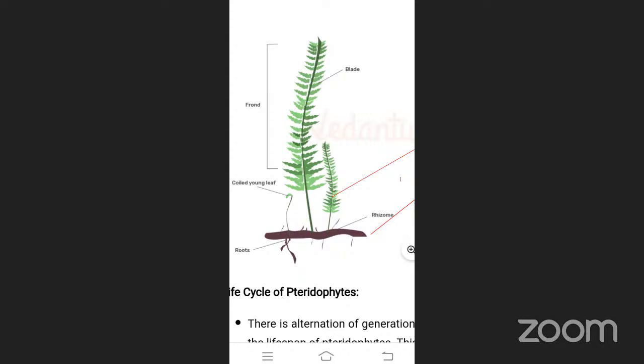Subterranean means they do not have chlorophyll, submerged plant is there.